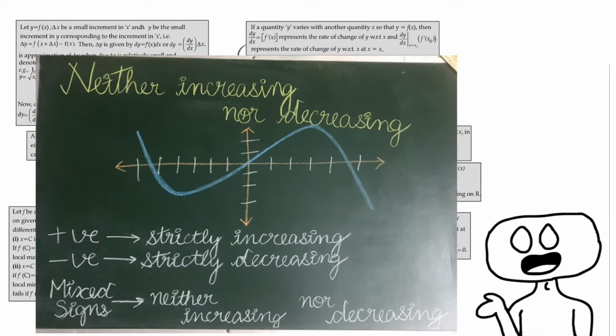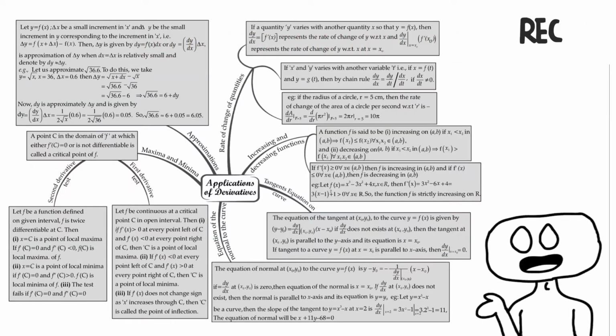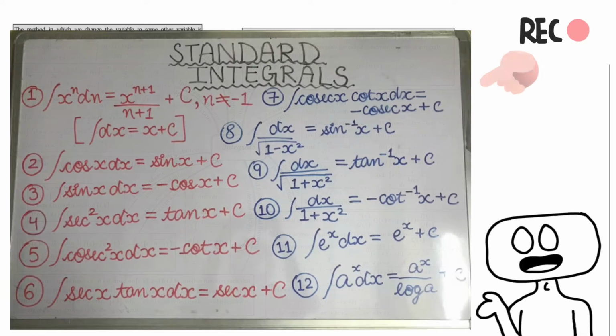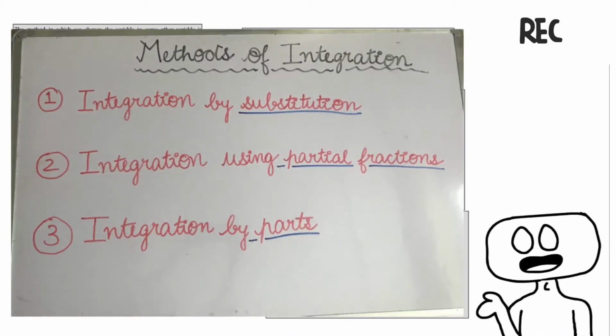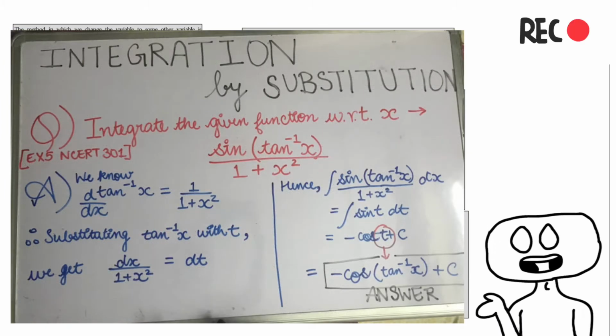In the next application, differentiation is used to find the equation of the tangent line and the normal line to a curve at a given point. Chapter 7. Integrals, or in other words, antiderivatives. To perform integration, we use certain standard integrals of the fundamental functions. There are 3 major methods of integration. Let me explain the first method through an example.